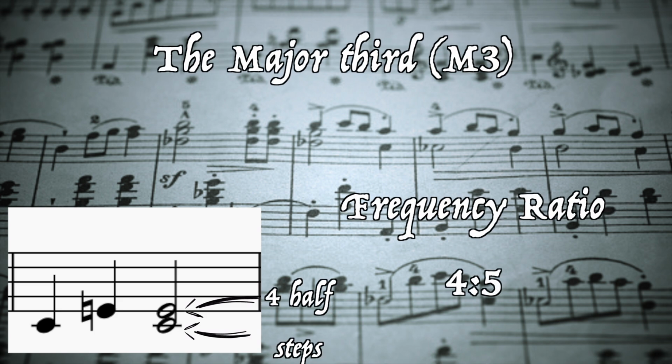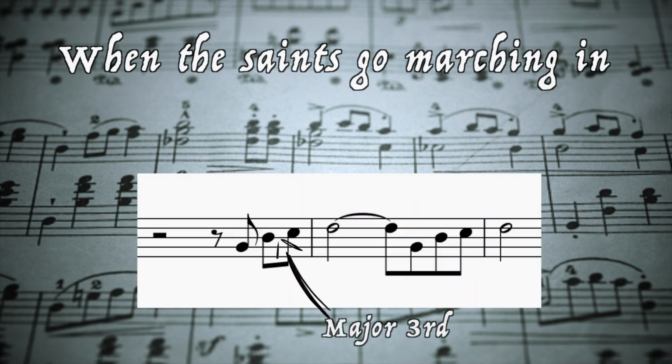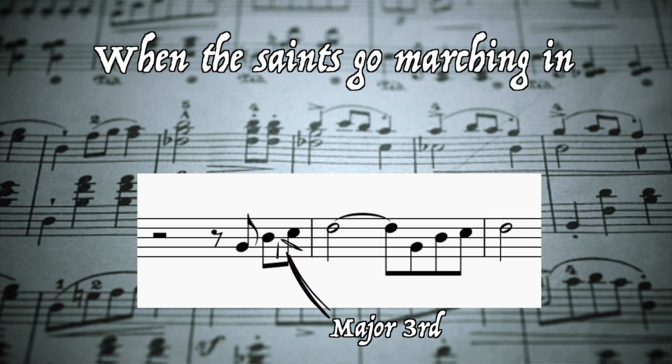The major third. The major third is made up of 4 half steps, or a ratio of 4 to 5. This is also a consonant interval. This interval is always present in major chords. A good way to remember this interval is the song "When the Saints Go Marching In."